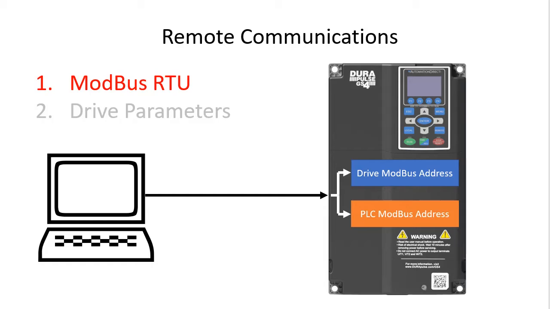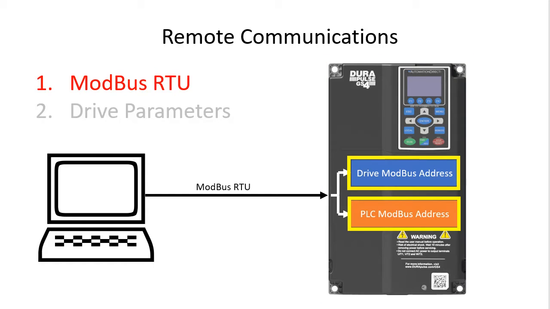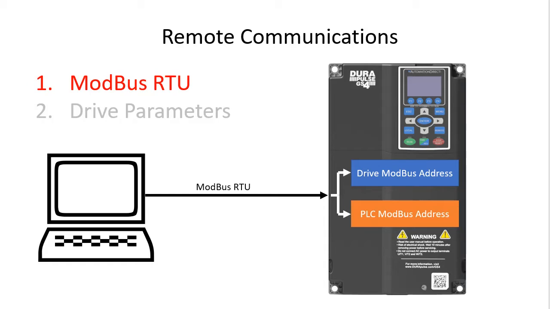But that's the hard way, because even though you're really talking to the GS4 drive in both cases, now you have two Modbus addresses you have to manage in your controller. And if you accidentally write data to the drive when you meant to write data to the PLC, you can really mess things up.